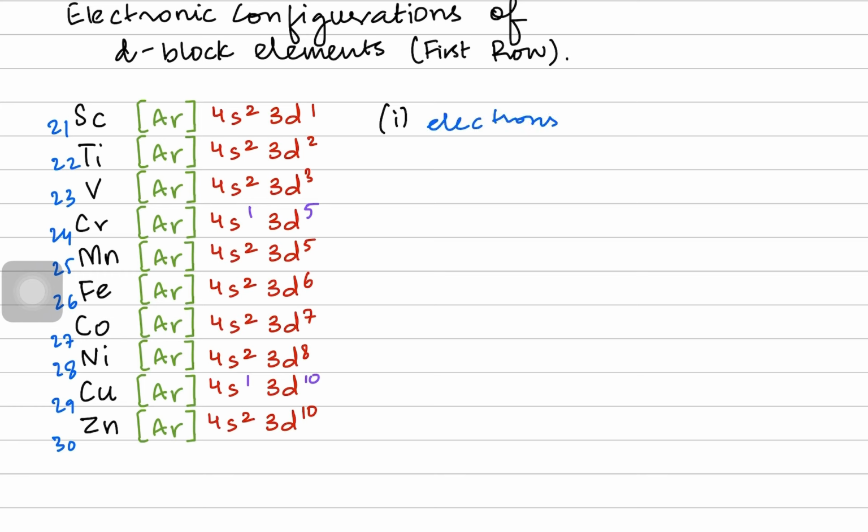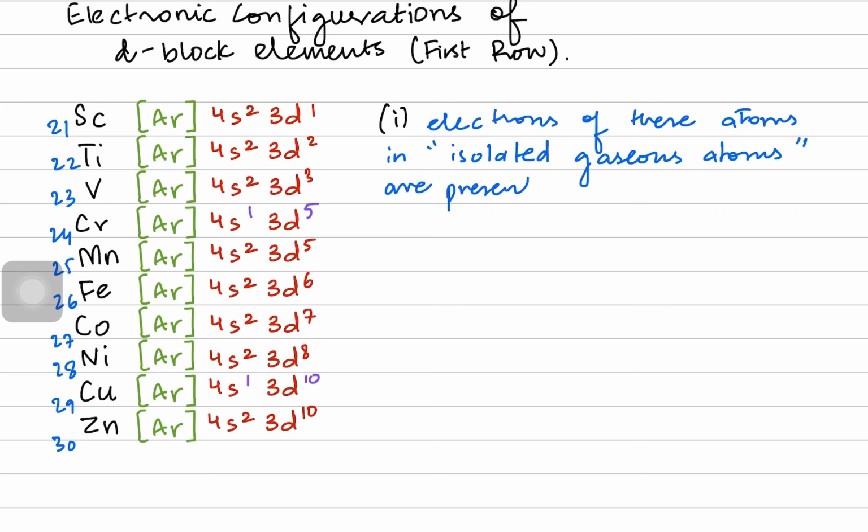Let's write our 2 important takeaways so far. Electrons of these atoms, let's put this in inverted commas, electrons of these atoms in isolated gaseous atoms are present in d orbitals. Why did I write isolated gaseous atoms? Because I don't mean ions, I mean atoms which are not bonded.